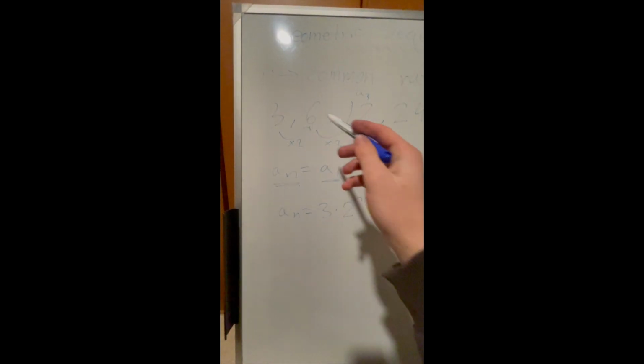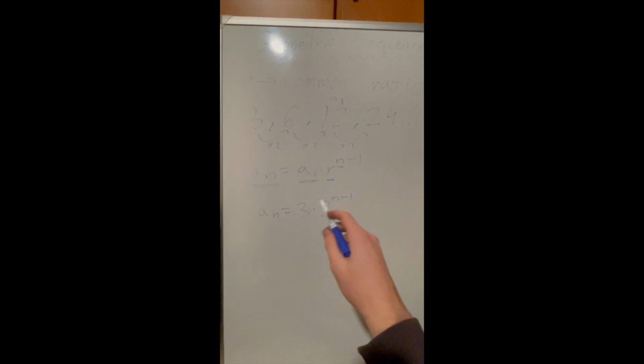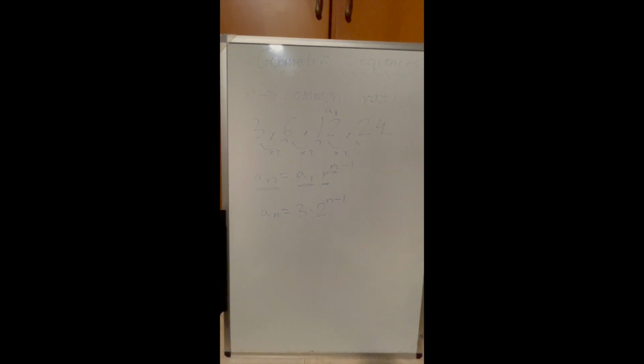Let's test it with our second term, for example. 3 times 2 to the power of 2 minus 1 is 3 times 2 to the power of 1, which is 6. So we know that this general term works.